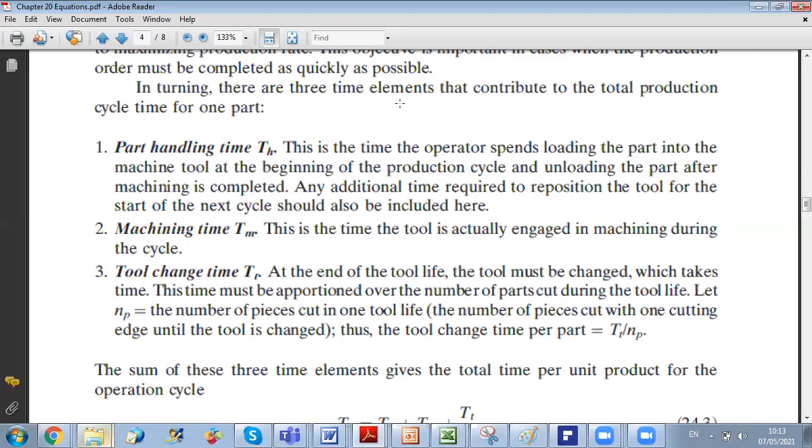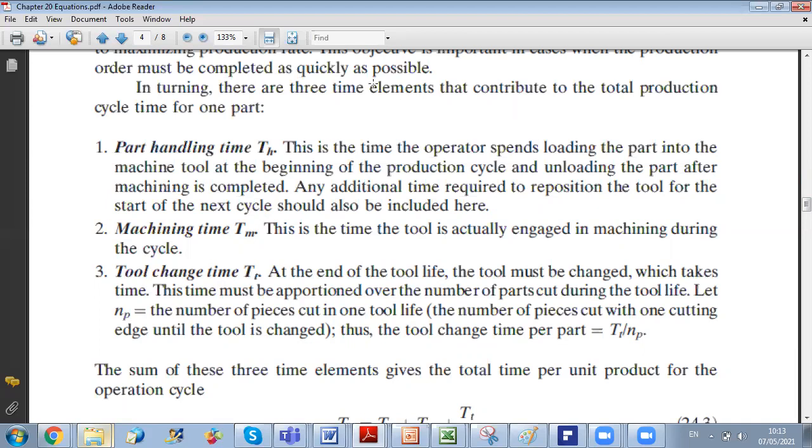Now, also, any additional time required to reposition the tool for the start of the next cycle should be included in this part. So if you want, it's just the time required to bring the setup ready to be used, in addition to all the time needed outside of machining and tool change time.